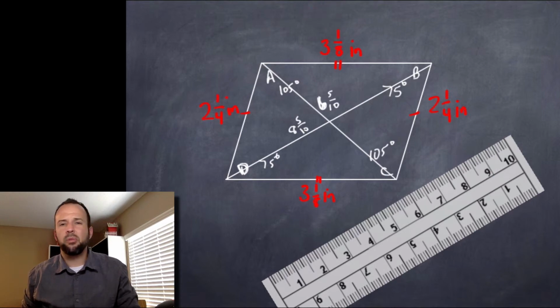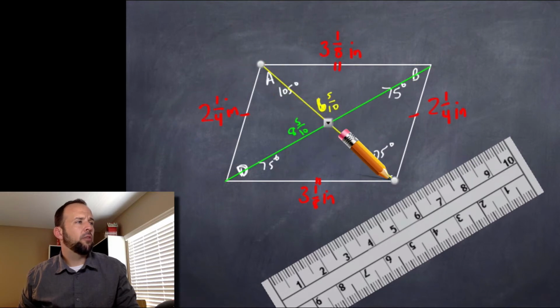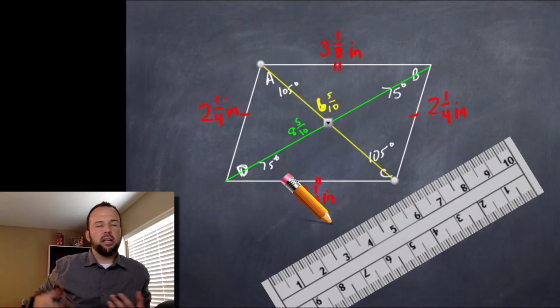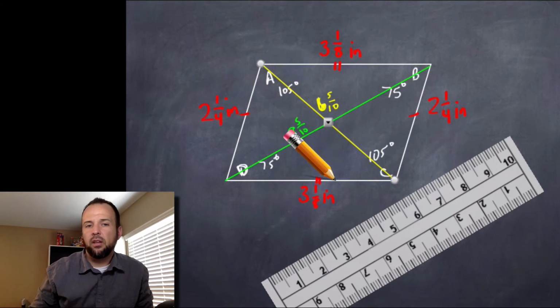I'm actually going to change some colors here so we can see this a little bit better. Cool. So that green line going this way, that diagonal is 8 5/10. And then we'll change this one. Going the other way from A to C, we're going to change that to yellow, a nice yellow color to stand out. So we can see that they're going to have different lengths going through here.